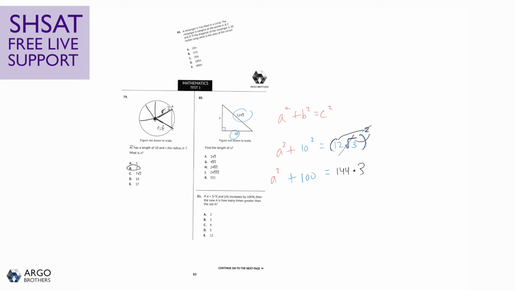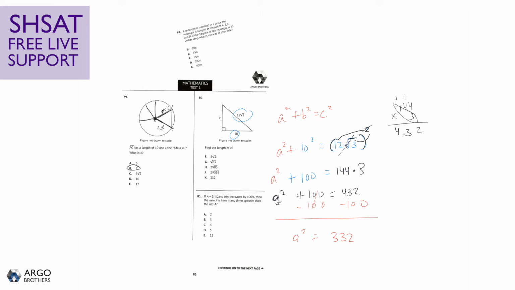All right, so now you have to do 144 times 3. So what is 144 times 3? 4 times 3 is 12. 4 times 3 is 12, plus 1 is 13. 3 times 1 is 3, plus 1 is 4. So I have 432 plus 100 here, a squared. And now I'm trying to solve for a squared, so I can go ahead and subtract 100 from both sides, and I am left with a squared is equal to 332.